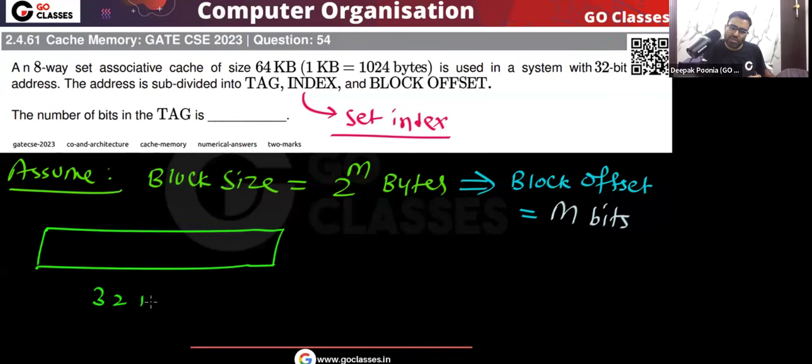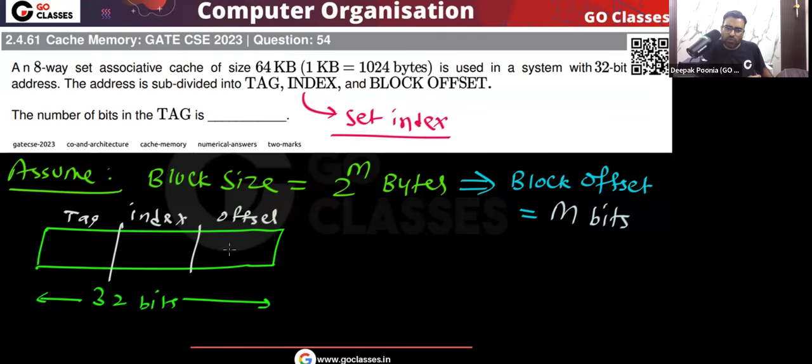So you can see the total is 32 bits, and I can subdivide this into three parts, which you already know: tag, index (index means set index), and offset. For offset we need m bits. Now we need to find how many bits we need for the index. Index means set index.